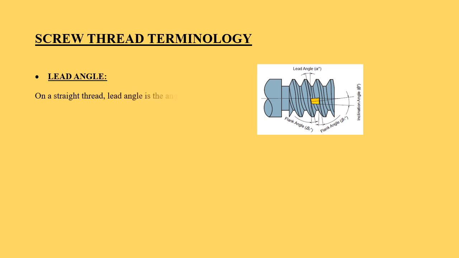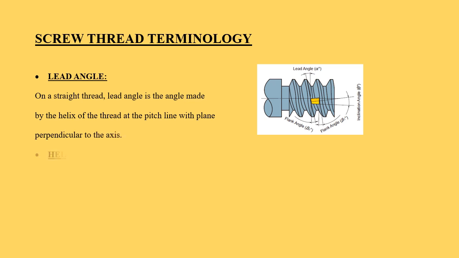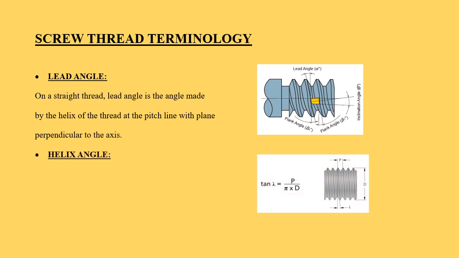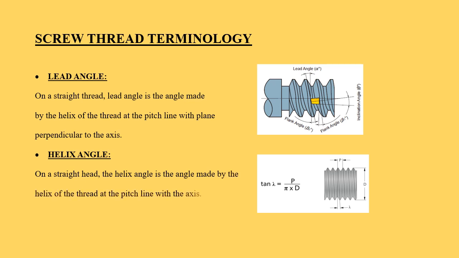The lead angle on a straight thread is the angle made by the helix of the thread at the pitch line with the plane which is perpendicular to the axis, and the helix angle on a straight thread is the angle made by the helix of the thread at the pitch line with the axis.